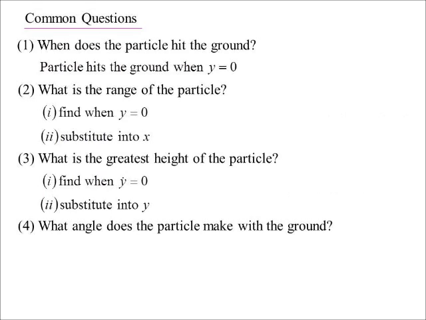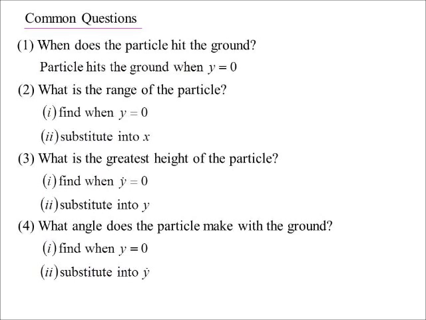What angle does the particle make with the ground? Now, if you've released it from the ground, then the answer is really easy because it's a symmetric shape. So if I've thrown at an angle of 30 degrees, then it will hit at an angle of 30 degrees because of symmetry. We'll find when it hits the ground, substitute into it, and we use the velocities to work out the angle.